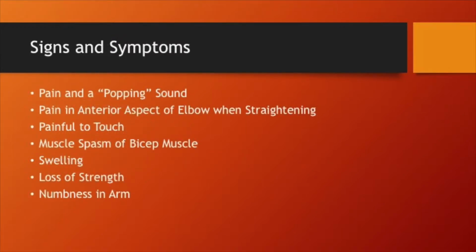The main signs and symptoms of elbow hyperextension are pain and a popping sound heard at the moment of injury, pain in the anterior aspect of the elbow joint when straightening the arm immediately after injury, elbow joint painful to touch, muscle spasms of the biceps muscle immediately after injury, swelling around the elbow joint, loss of strength in the arm, and numbness in the arm.